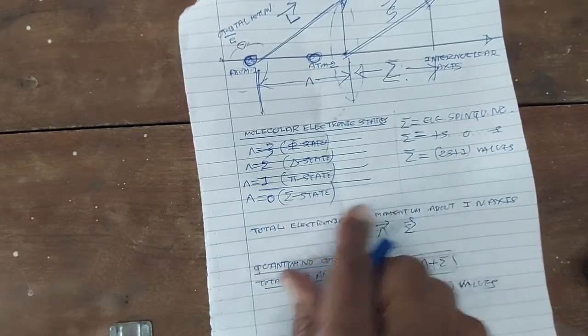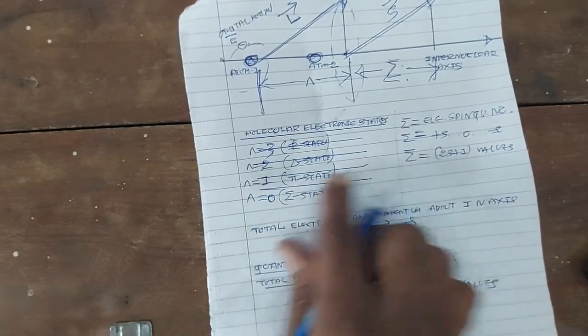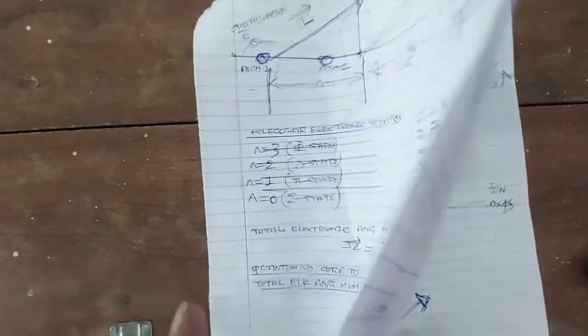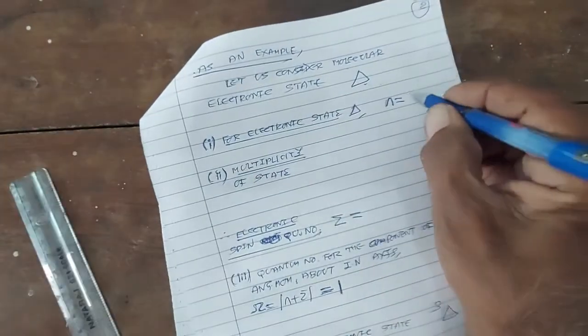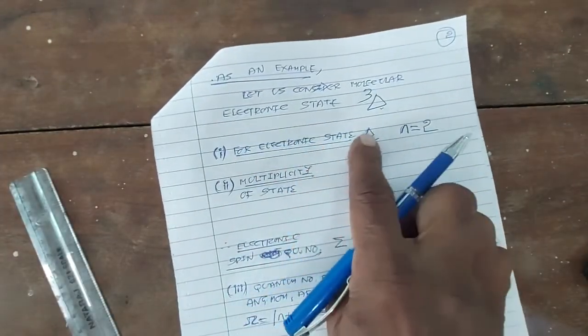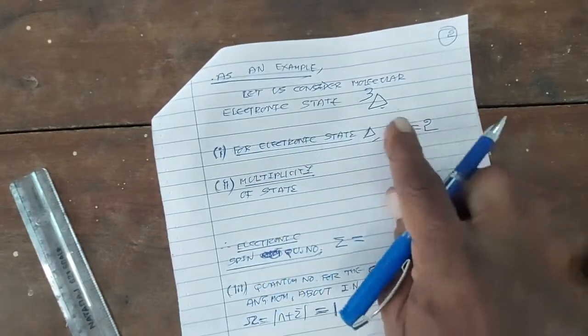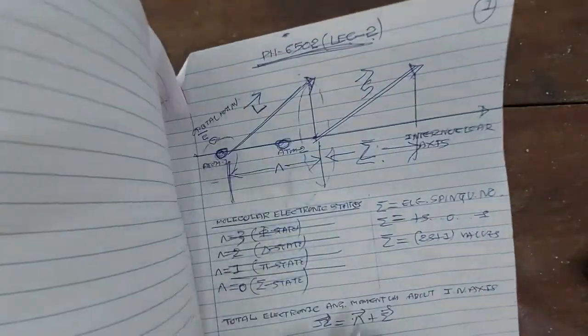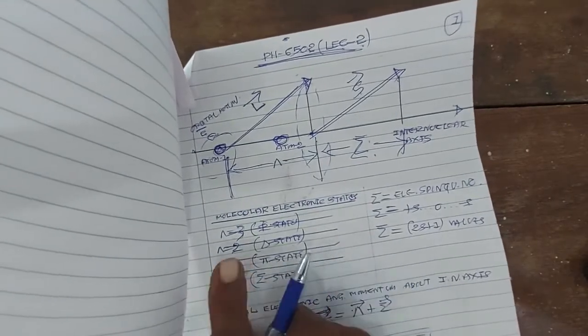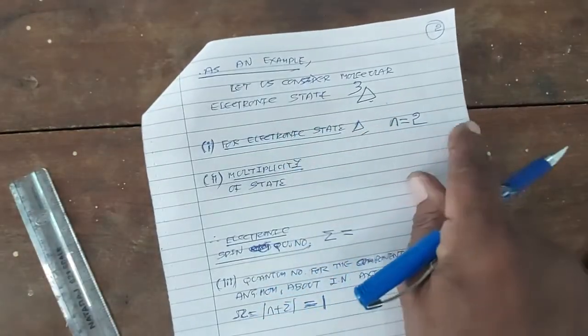For sigma state, the value of lambda is 0. For pi state, the value of lambda is 1, and for delta state, the value of lambda is 2. Once again I repeat, for electronic state delta, the value of lambda is 2, because here I defined that for sigma state lambda is 0, for pi state lambda is 1, and for delta state lambda is 2.